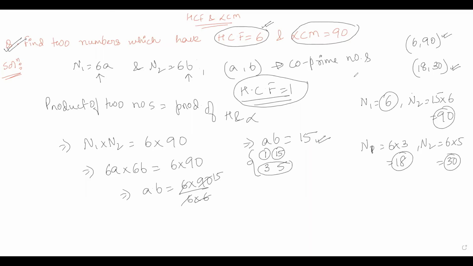So in such kind of questions, we can simply use the product of two numbers is equal to the product of HCF and LCM, where one number can be taken as HCF times some number and the other number can be taken as HCF times some other number, where these two numbers a and b are co-prime. That means their HCF is 1. Okay, so these are some basic examples which I have taken to show you the kind of question that is asked from the HCF and LCM chapter in competitive exams.